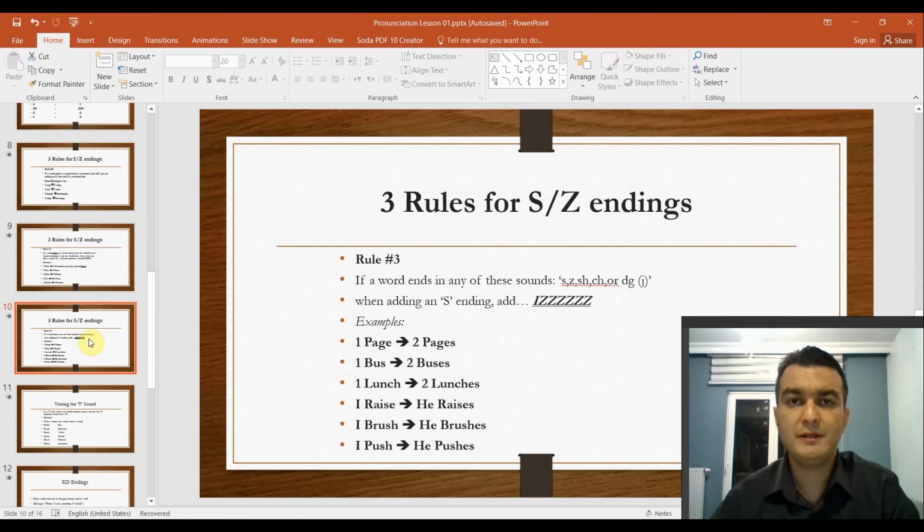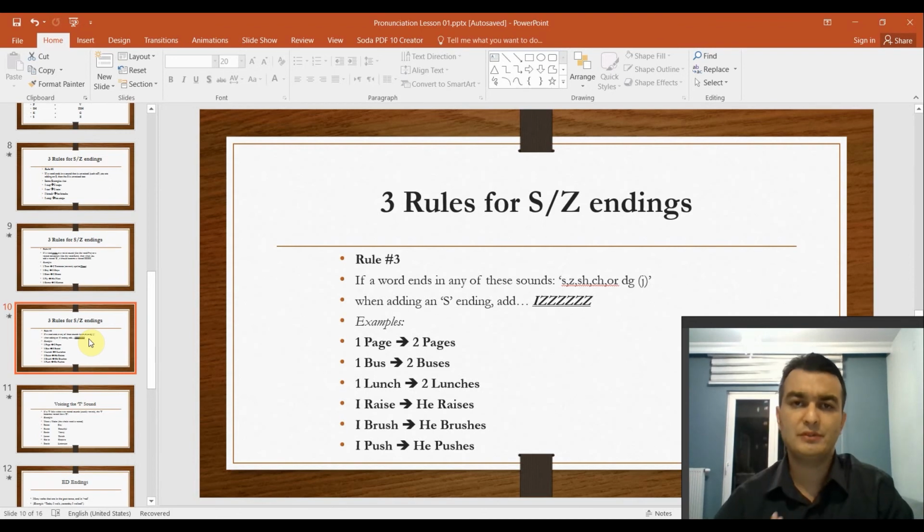Rule number 3, if a word ends in these characters, let's say these sounds or whatever, like s, z, sh, ch, and j, s, z, sh, ch, and j, okay, then you have to add iz.